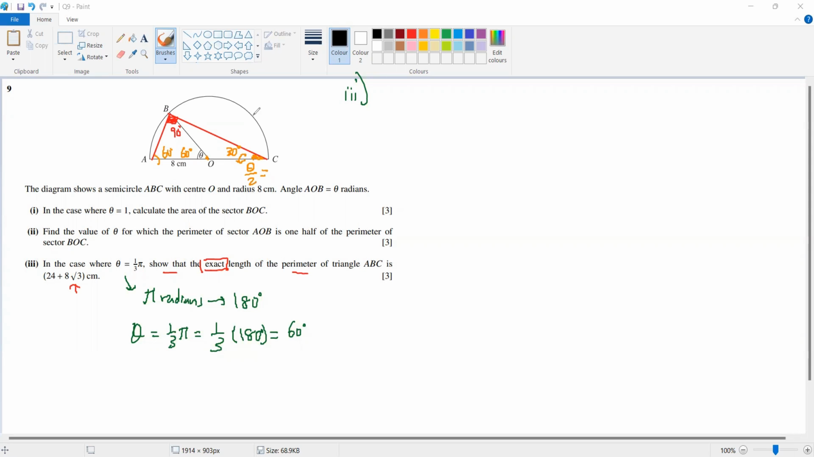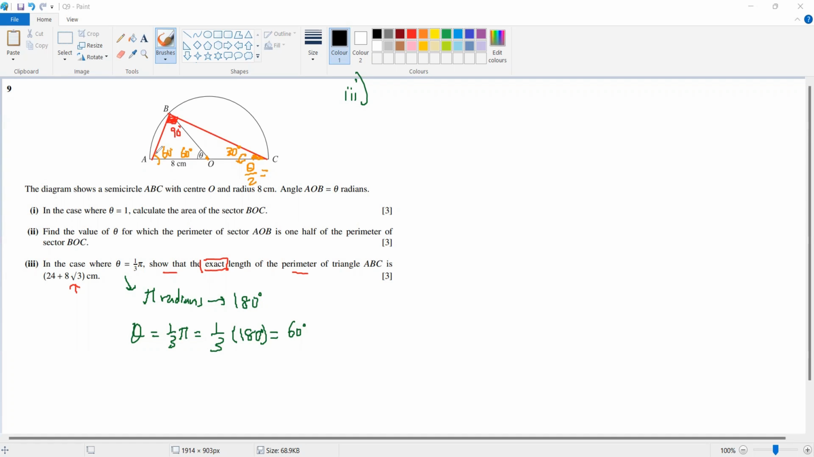Okay, now we have enough knowledge on this part. So let's calculate the components that are needed. The perimeter of triangle ABC, how do we calculate it? We need to calculate AB and then BC and all that.